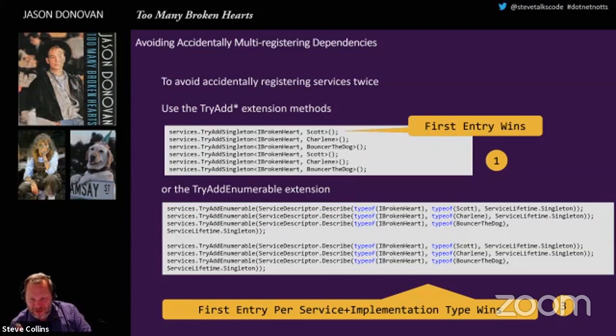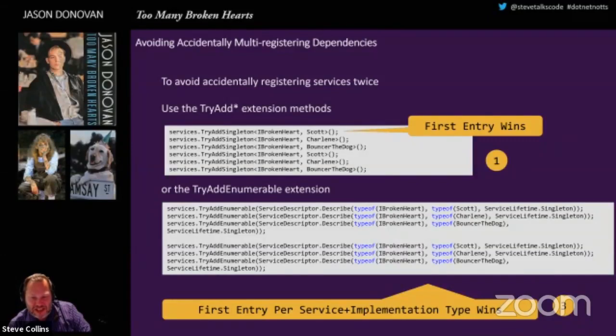So in the example, Scott, Charlene, and Bouncer the dog have all got broken hearts. They've all been registered with broken hearts. Then I've registered them all over again. So with try-add, it's the opposite of the consumer side. It's the first in wins. That's the thing that's going to stick. All the others will be ignored because they'll say, I've already registered an I broken heart. I don't care about you. And I feel sorry for Bouncer the dog because there's no consideration of him whatsoever. The poor dog is suffering. Well, not that much. He's got a party hat on, so he can't be suffering that much.